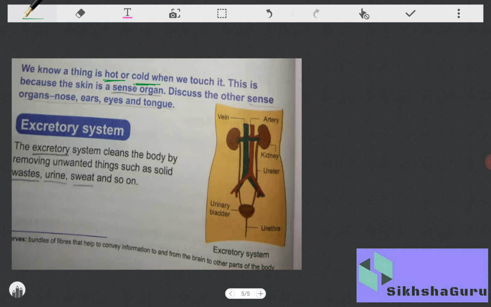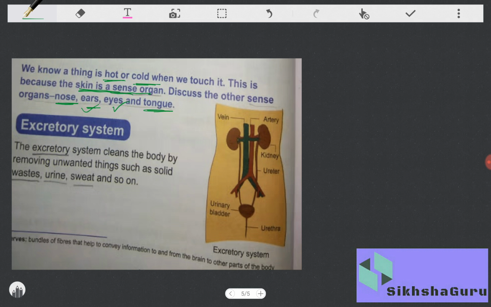So this is because our skin is a sense organ. Similarly, other sense organs are the nose. We can feel the smell, how pungent or smooth or beautiful or bad the smell is. Eyes, we can view everything through our eyes, and the tongue, we feel the taste. We can hear through our ears.